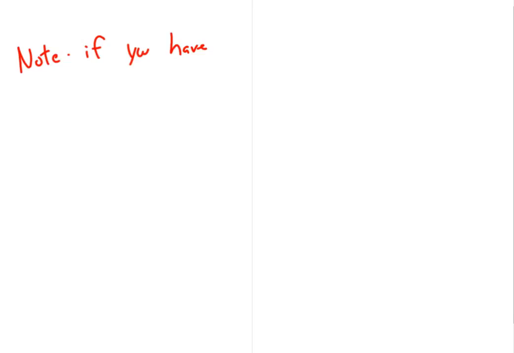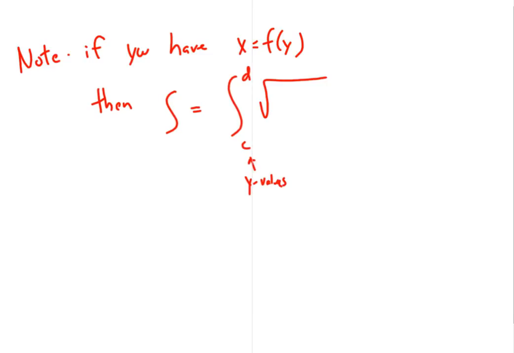Now, here's a note. Some of the homework problems that you face may have x as a function of y rather than y as a function of x. And if that's the case, everything's going to be just in terms of y values. So obviously you're going to have your lower y value to your upper y value. Instead of having dy over dx, it's going to be dx over dy squared, and then our variable of integration is going to be dy rather than dx. And so very quickly we'll do a problem that will involve that.